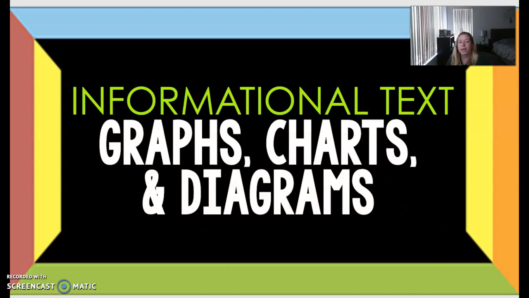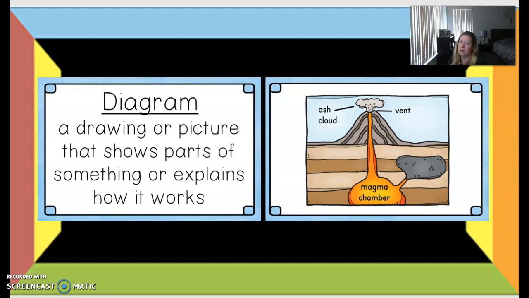Hi, boys and girls. This week we're going to be looking at informational text, graphs, charts, and diagrams. We're going to jump right in and look at these different features and how they're going to help you in your informational text. Remember, informational texts are facts. It is real stuff. It is nonfiction. Fiction is fake. Informational text, it's real. And so sometimes it's harder to understand because now we're reading for knowledge and not just for fun.